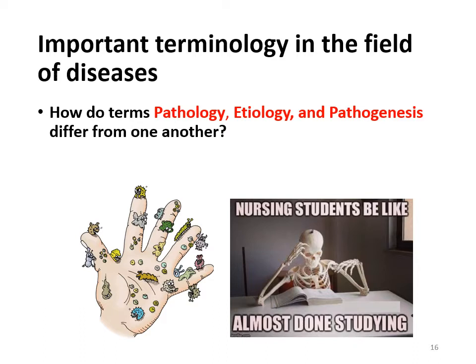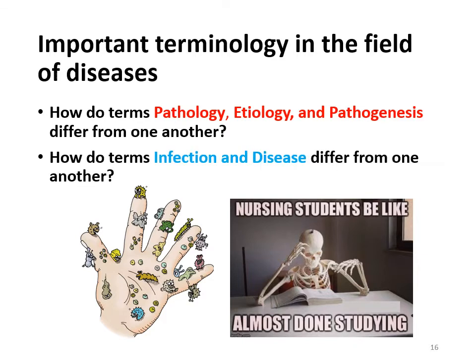The next term is pathogenesis. Now, patho you saw as disease in the first term, but now when you include genesis, anything that involves genesis talks about the beginning of things. So pathogenesis is defined as studying the development or beginning of a particular disease. Okay, so again, pathology is studying disease in general. Etiology is studying the cause of a disease, such as the exact bacteria or the exact virus. And pathogenesis is studying the development or progression of that disease.